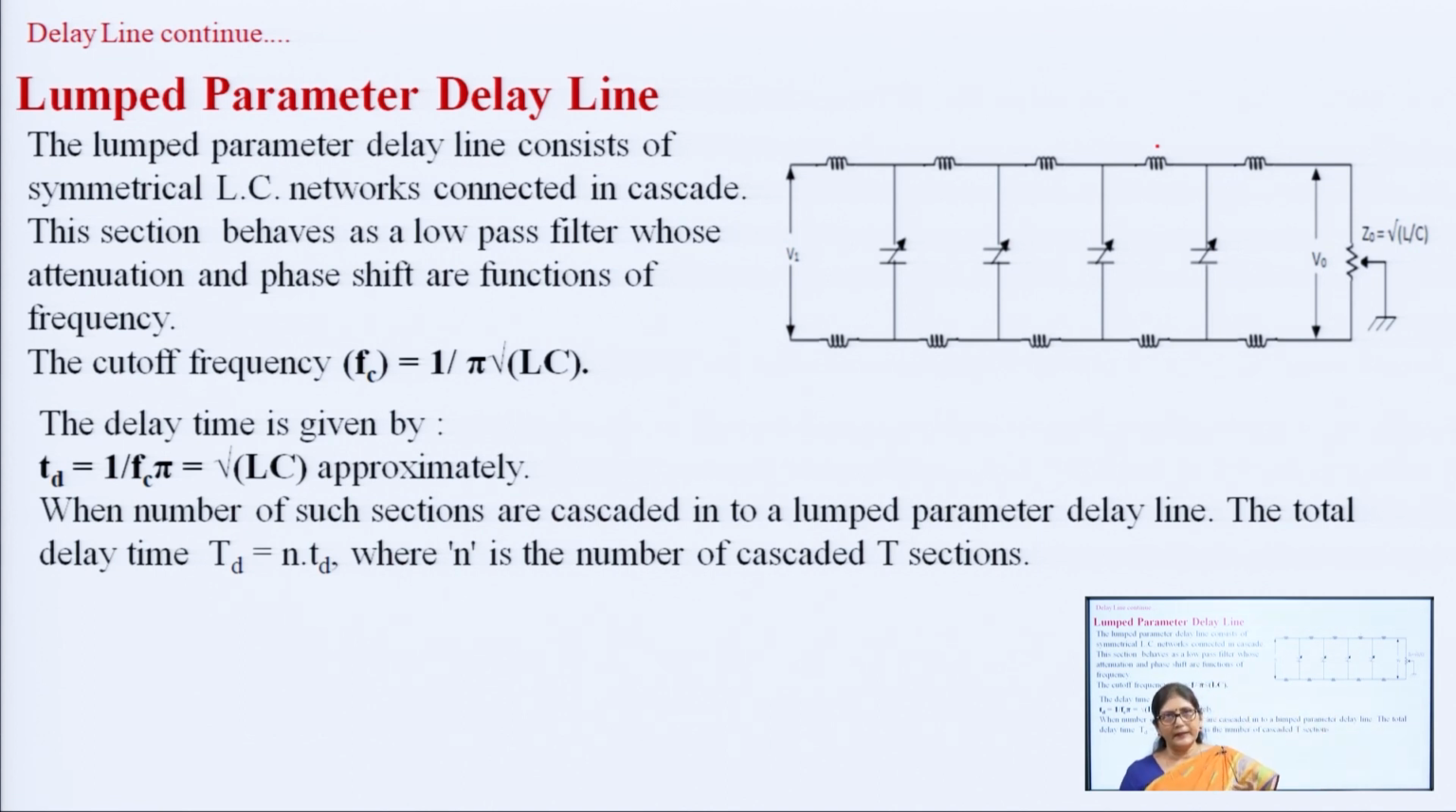as a delay line. We know the delay time of this network is given by Td equal to 1 by pi Fc, which is equivalent to root LC, and that is the delay time provided by a single LC combination. If there are n combinations, then the total delay is equal to n into Td, where n is the number of cascaded sections. So, this is the lumped parameter delay line.